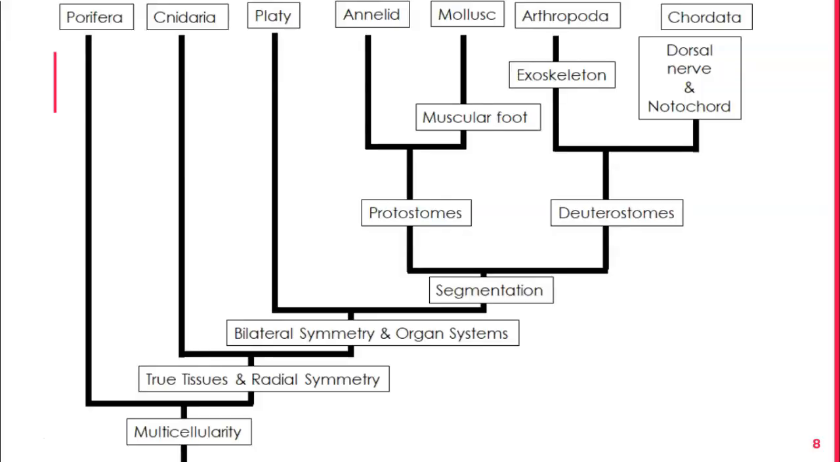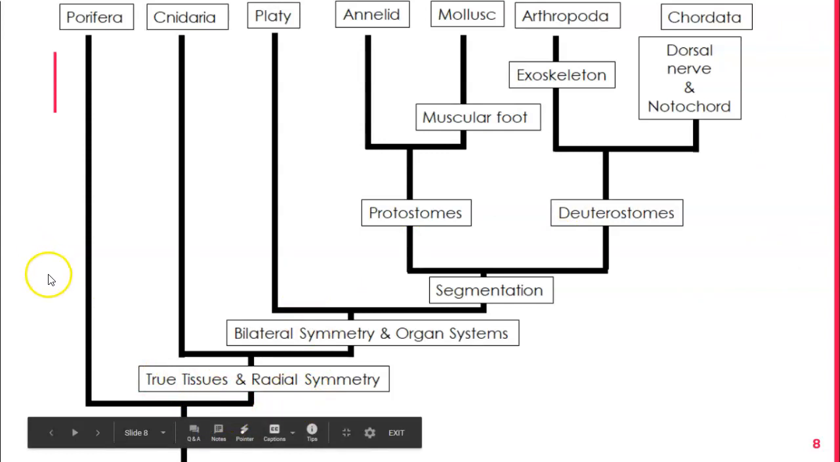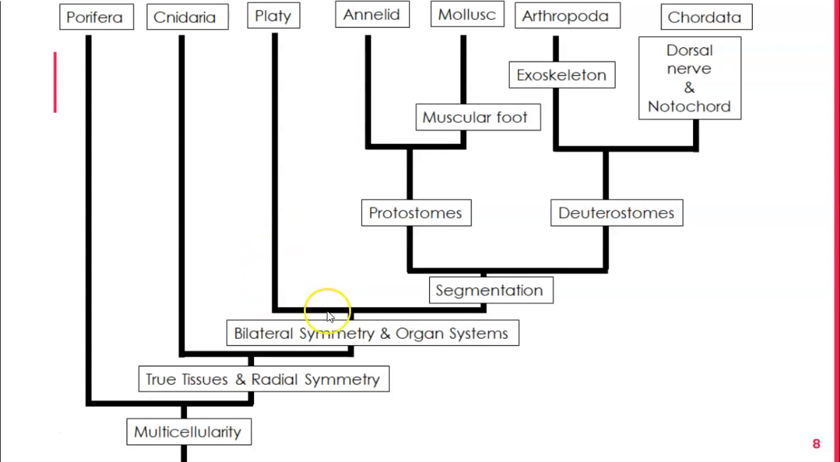This is just another one in a different way, a different setup. So again, you would start at the bottom where multicellularity is the common piece for all of them. And then as you go up, Porifera has nothing else except multicellularity. And then you can see that radial symmetry and two true tissues would be for Cnidaria. And then immediately you see bilateral symmetry. So everything else beyond this has bilateral symmetry and organ systems. And then you can work your way all the way up. Over here for Chordata, a notochord and dorsal nerve is talking about the spinal cord, which is very clearly the specific trait of chordates.